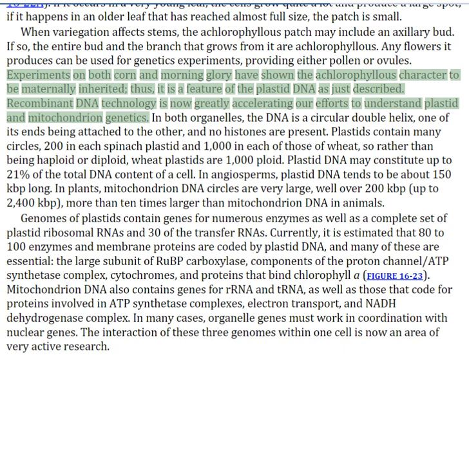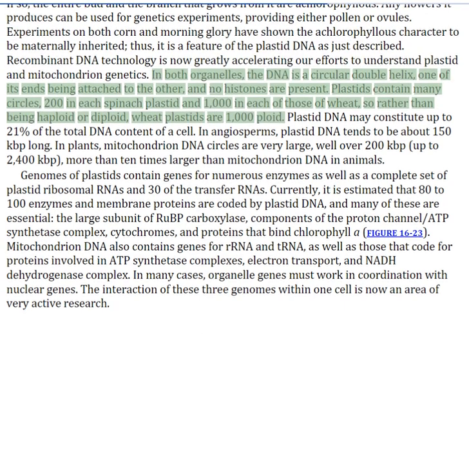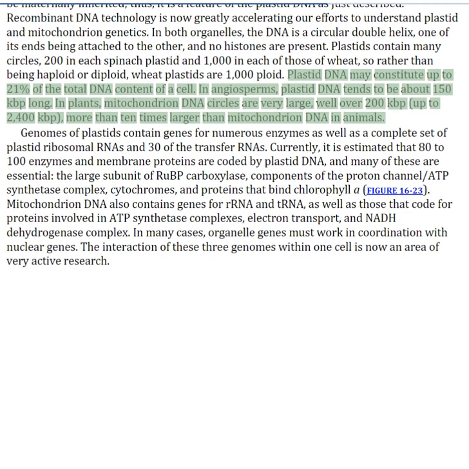Recombinant DNA technology is now greatly accelerating our efforts to understand plastid and mitochondrion genetics. In both organelles, the DNA is a circular double helix, one of its ends being attached to the other, and no histones are present. Plastids contain many circles, 200 in each spinach plastid and 1,000 in each of those of wheat, so rather than being haploid or diploid, wheat plastids are 1,000 ploid. Plastid DNA may constitute up to 21% of the total DNA content of a cell.